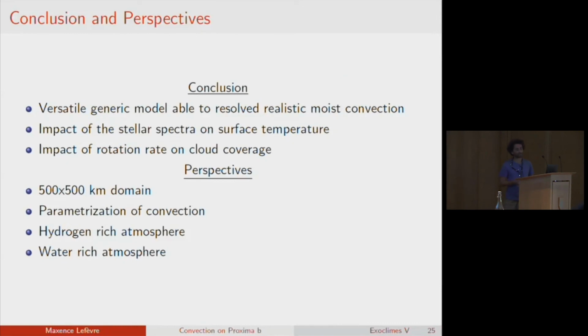So here are my conclusions. The model we built can resolve realistic moist convection with a generic setup, and we see some impact of the stellar type spectra on the surface flux and the cloud coverage, and the influence of the rotation rate on the cloud coverage.